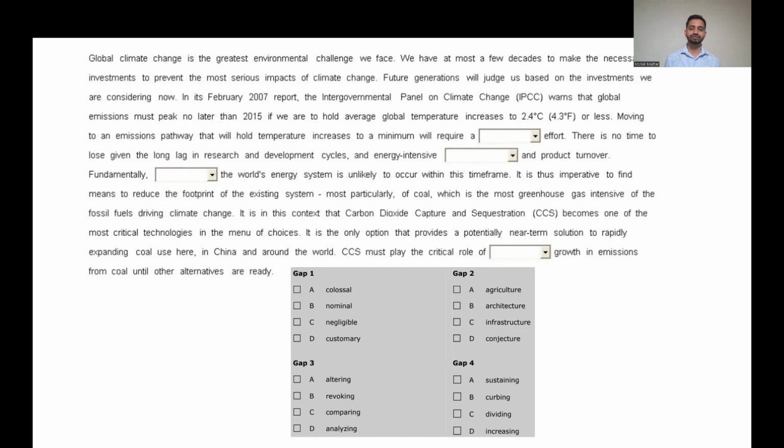Role of sustaining, curbing, dividing, increasing. It should be reducing, right? Reducing comes to mind, but a synonym of reducing is curbing, isn't it? So you're going to use curbing growth in emissions from coal until other alternatives are ready. That's what it's trying to do, isn't it? It's trying to reduce that growth in emissions. So curbing will be the correct answer here.